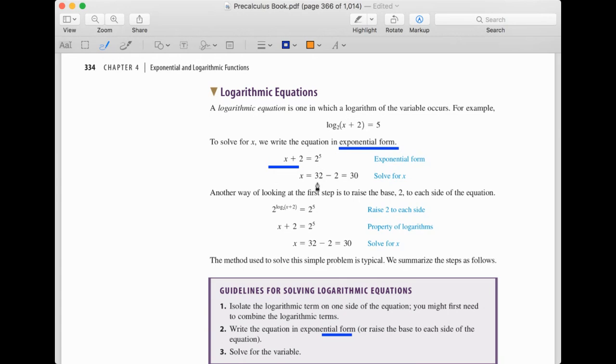So 2 times 2 times 2, 5 times, that's 32. Then x plus 2 equals 32. We want to solve for x, so we subtract 2 on both sides. So x equals 30.